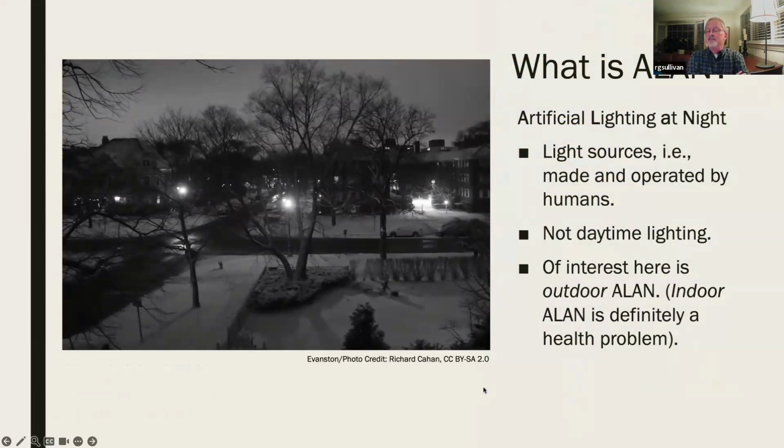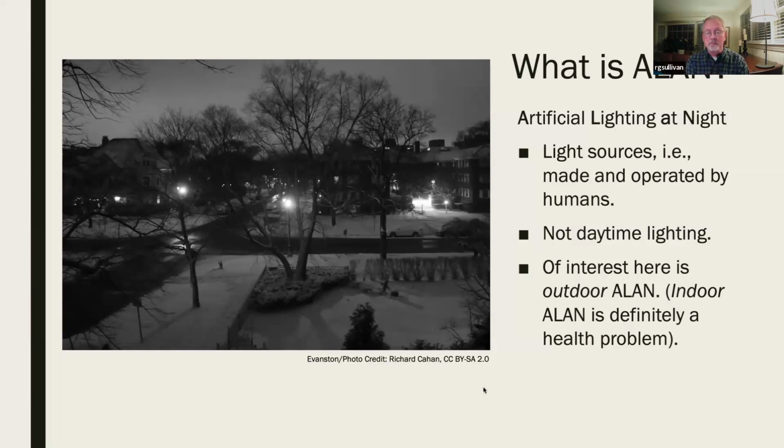Okay, so what is ALAN? Artificial lighting at night is what the acronym stands for. We're simply talking about light sources that are made and operated by humans. And so, of course, that doesn't mean daytime lighting. Although artificial lighting at night technically includes indoor lighting, I am going to be talking almost exclusively about outdoor lighting. I'll just say that indoor lighting is definitely a health problem.